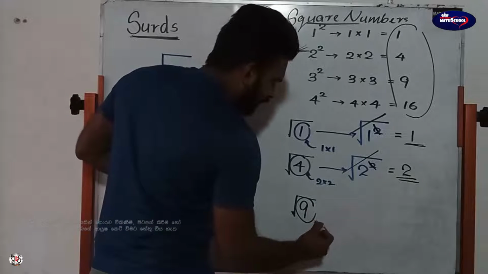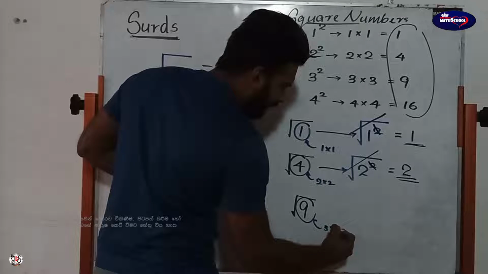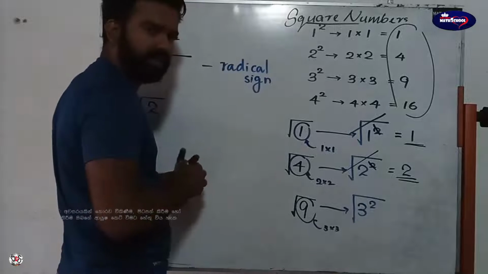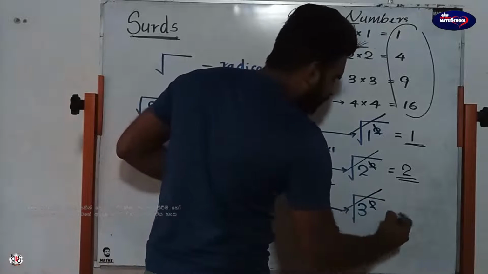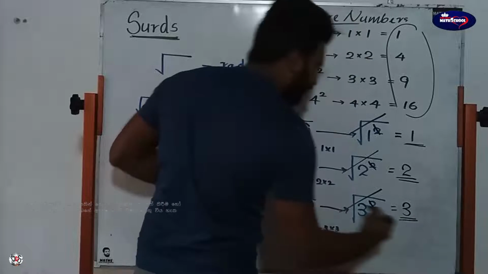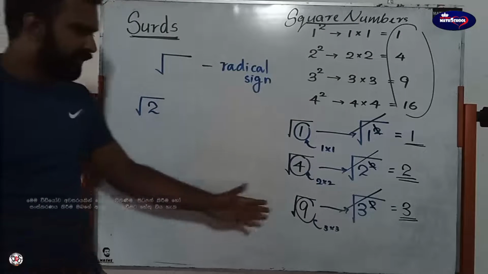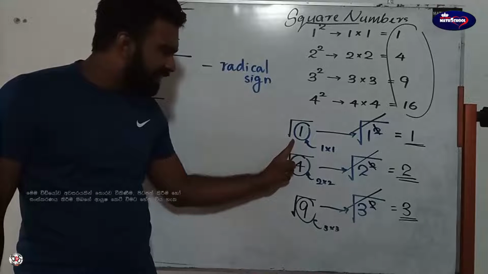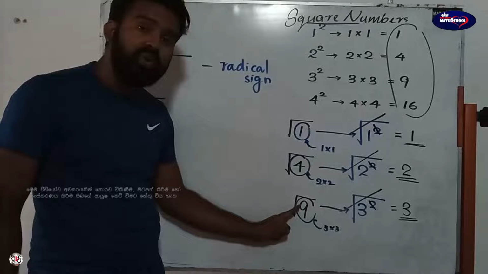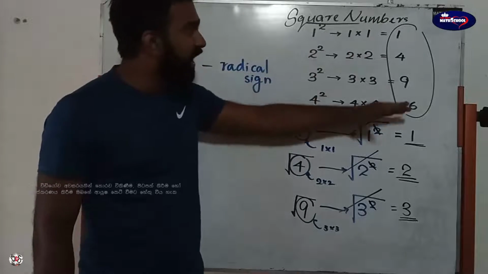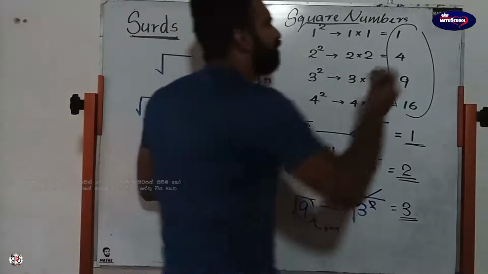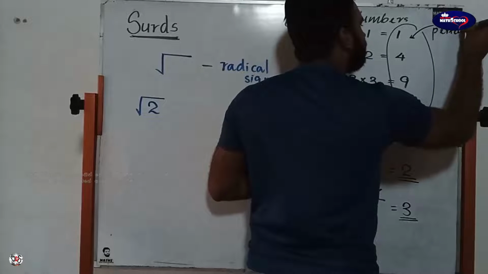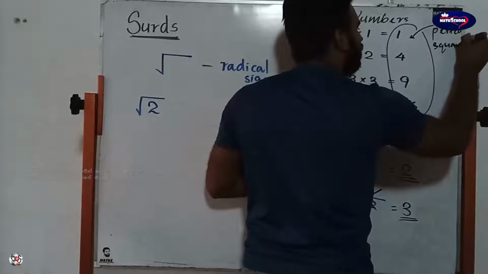Finally, 9 is there. 9 means 3 into 3, so 3 to the power 2. Square root of it, you can cut off the square and the square root, so the answer will be 3. This is the way of obtaining these kinds of things. So these numbers 1, 4, 9 are those square numbers. We call these numbers the perfect squares. These are very nice.